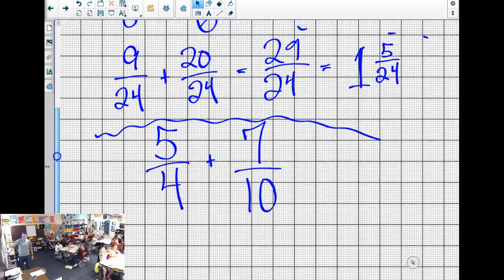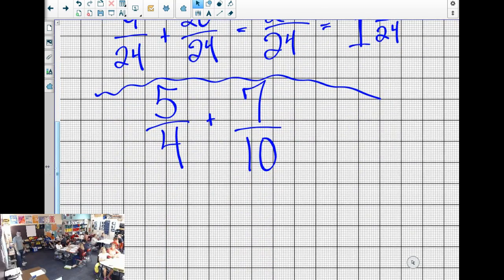Take 30 more seconds. If you have yet to do this second part here, 5 fourths plus 7 tenths, it's slightly easier. Yeah, it's easier. You only got to change one of them. Common denominator, sorry, never mind. My brain flipped to the one fraction. You got to change both, but it is easier because the denominator is pretty close.